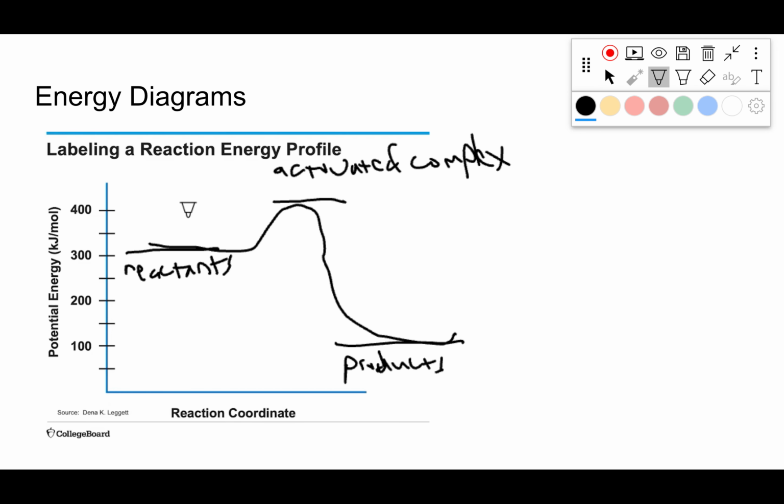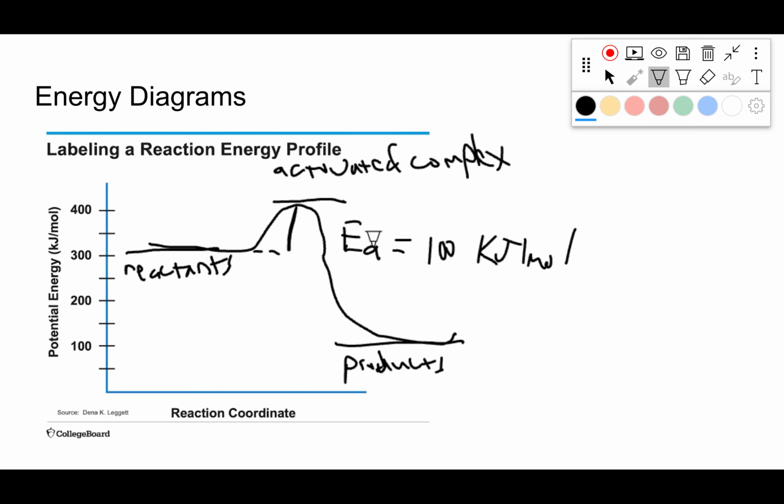The amount of energy from the activated complex to the reactants, so this area right here, that is going to be my E sub A. That's my activation energy. That is how much energy it takes for this reaction to start. If I were to find that amount, then I would just take the difference between these two. So I have 400 here, I have 300 here, and so my activation energy would be about 100 kilojoules per mole.